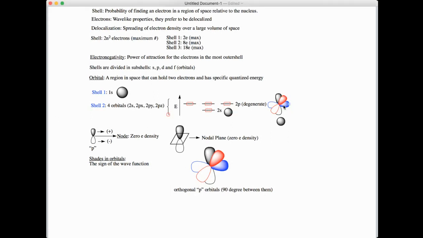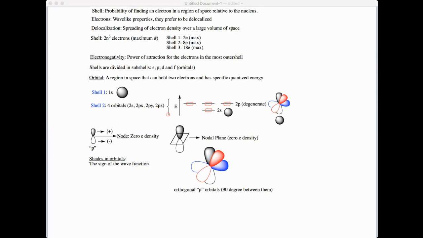These two are very close in energy, as we'll see now when we do the electronic configuration of one atom. But the point is that in shell number 2, you have 2s and 2p, and they will look like this.